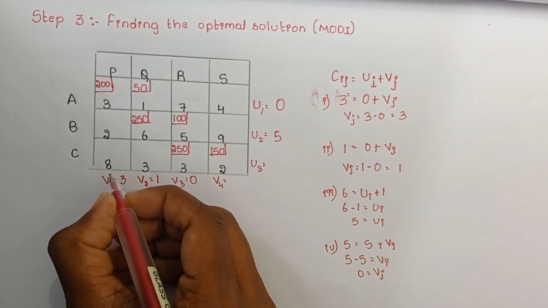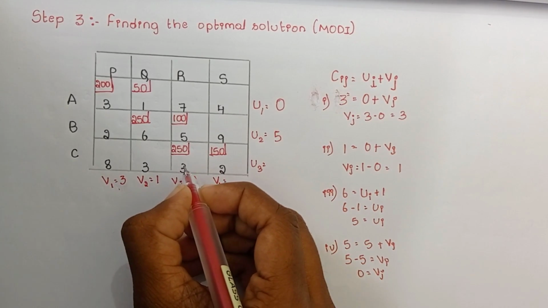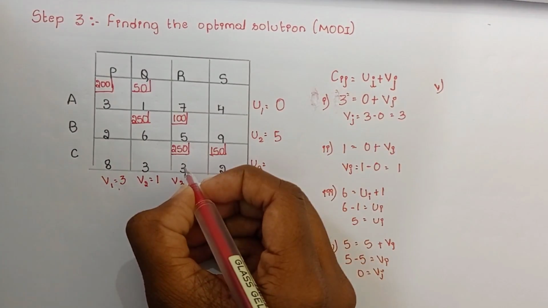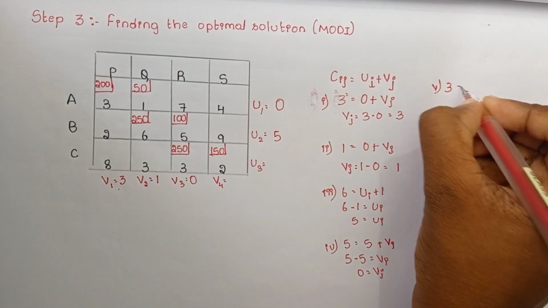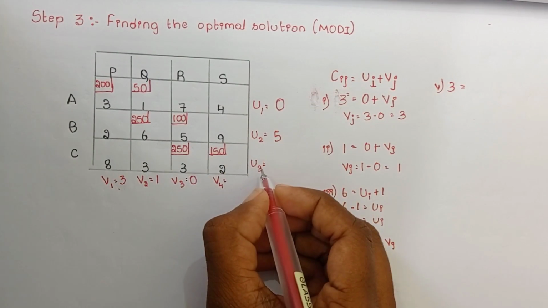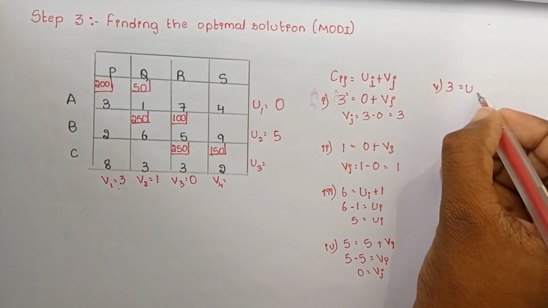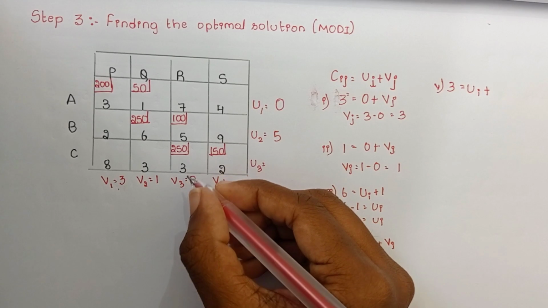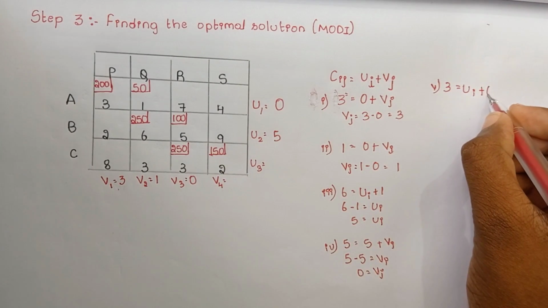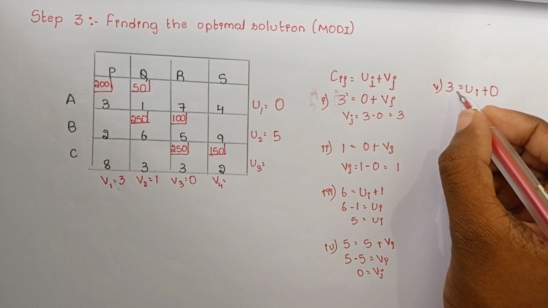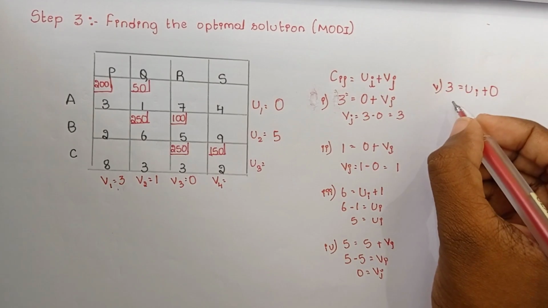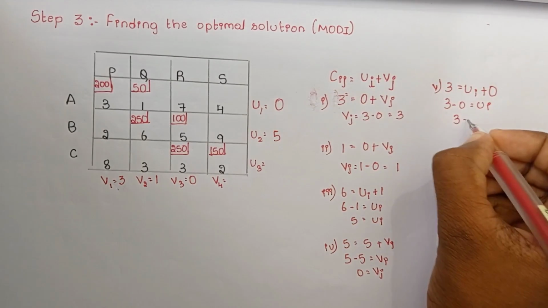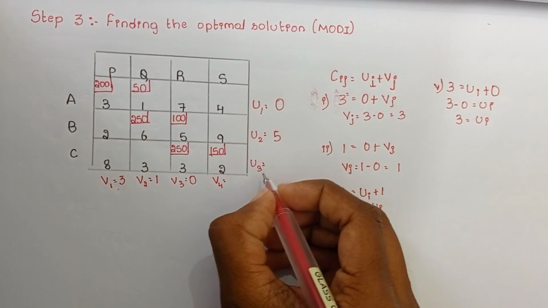In this row, 8 is not occupied, and 3 is also not occupied. So the next occupied cell is 3. So the Cij value is 3. 3 is equal to the u value for 3, which is not yet known, so I will write that u as the same, plus the v value for 3, which is 0. So I will write that 0 here. If I transfer this 0 to the other side, the plus 0 will become minus 0. So 3 minus 0 is equal to ui. 3 minus 0 is 3. So the ui value is 3.